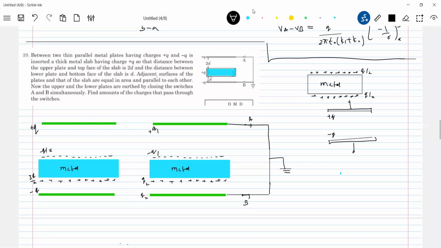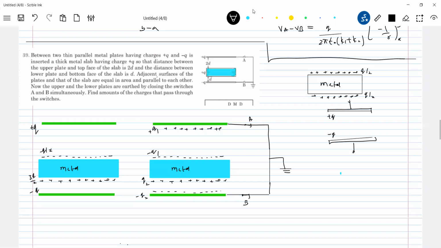Q2 minus Q2, sorry. If you want to, you bring it positive here. What we have to calculate? We have to calculate what charge has flown through the switches A and B. What was earlier charge Q? We'll find out Q1. The difference of that will be the charge flown through the switch. That's a basic method.